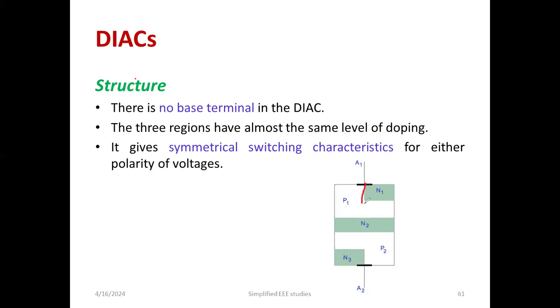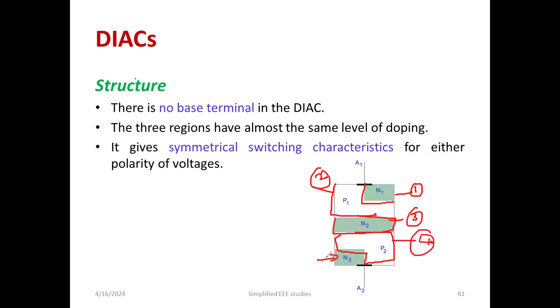Please observe layer number 1. This is layer number 2. We have layer number 3, correct? We have another layer called P2, layer number 4. At last, we have another layer called layer N3. So there is no base terminal in the case of a diode.